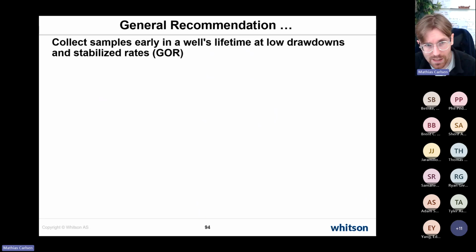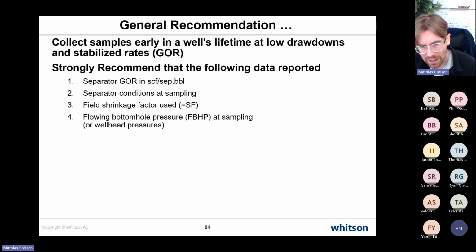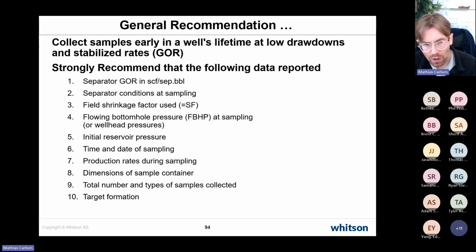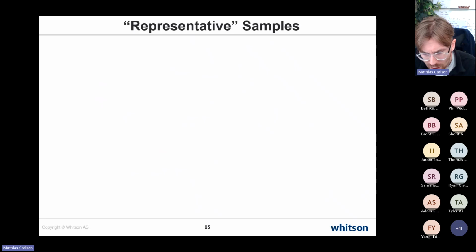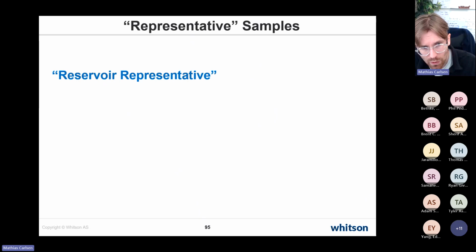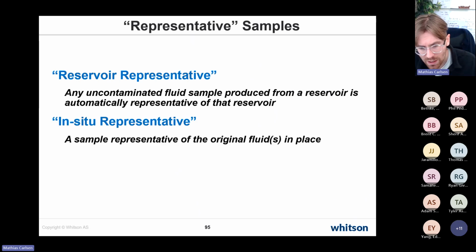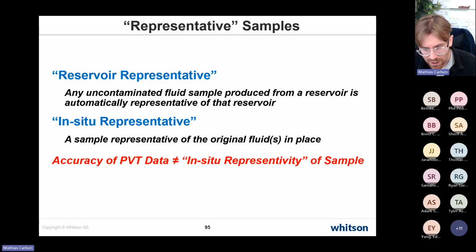It's to collect samples early in a well's lifetime at lower drawdowns and stabilized rates, so stabilized GORs essentially, and then try to report the following data right here. If you come in early, as long as the rates are stabilized and you sample, and most of the labs will report this data, you should be in good shape. But just remember this difference that we talked about earlier, between what's reservoir representative and in situ representative, that has nothing to do with whether the PVT data is accurate.